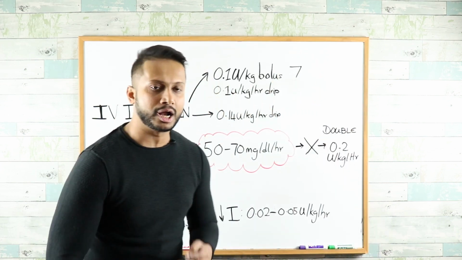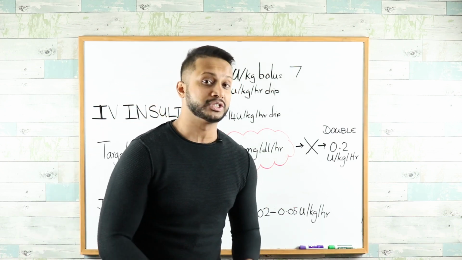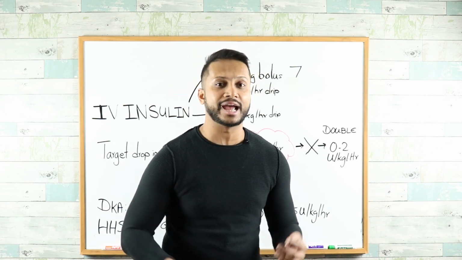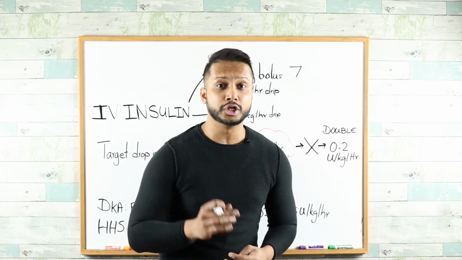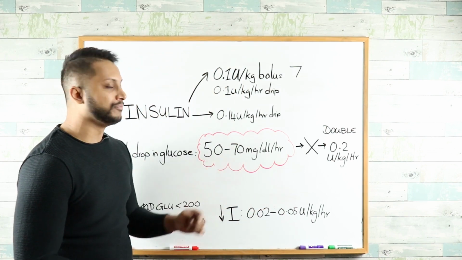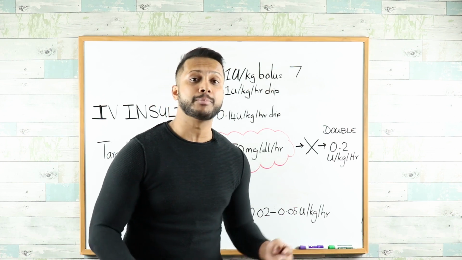If you hit your target, all is well, you can continue the same drip rate until the patient's anion gap actually closes and all of the parameters have also normalized and you're ready to bridge your patient. So until you get to that point, you need to continue your insulin drip. And when you're considering insulin drip, your target drop of blood glucose per hour needs to be 50 to 70 milligram per deciliter per hour.